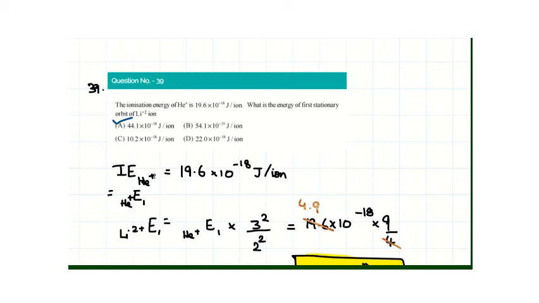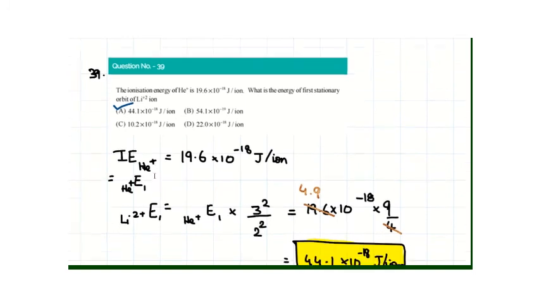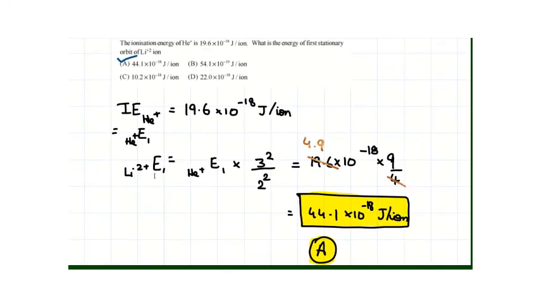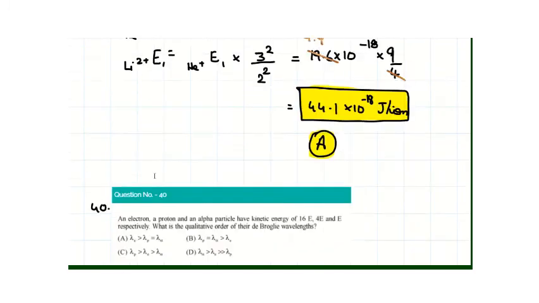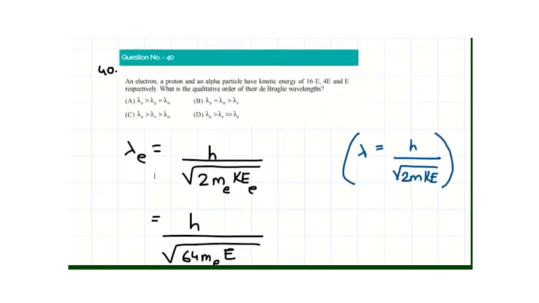Now the ionization energy for helium plus would be Z square by N square multiplied by E naught, where Z equal to 2. Since N is a constant, we could directly multiply the ionization energy for helium plus with Z of lithium whole square divided by Z of helium whole square. That is ionization energy of helium plus into 9 by 4, which turns out to be 44.1 into 10 power minus 18 joules per ion. That is option A.